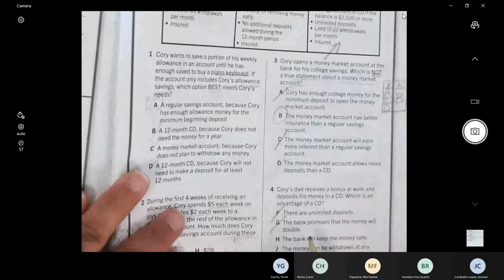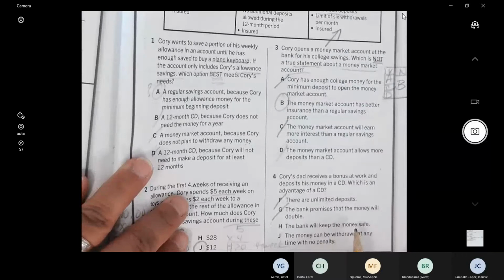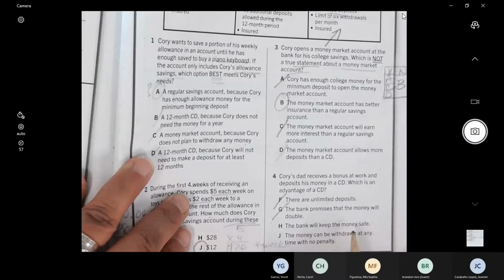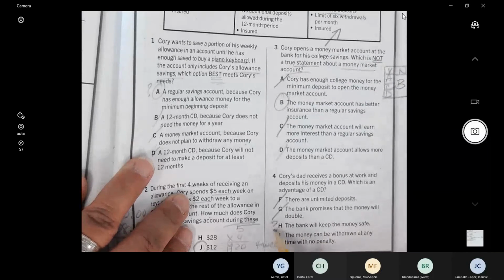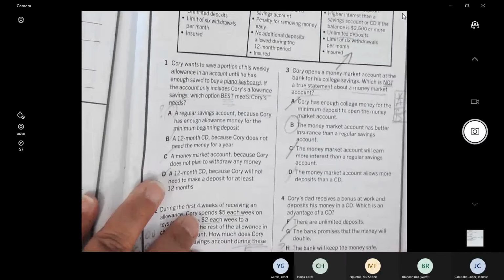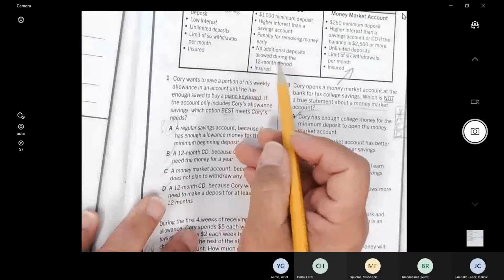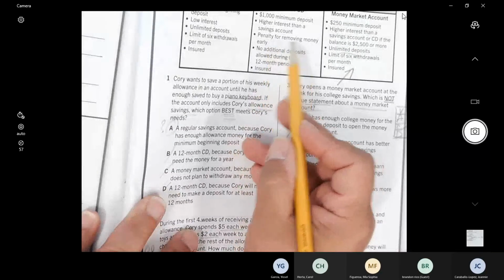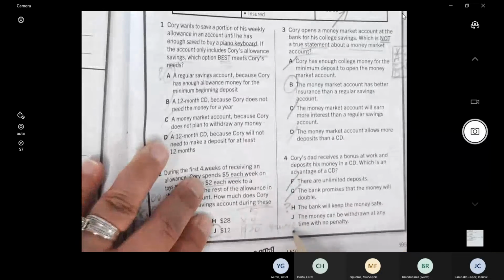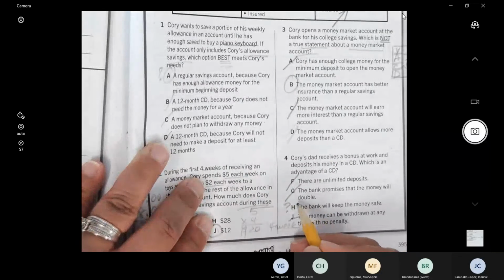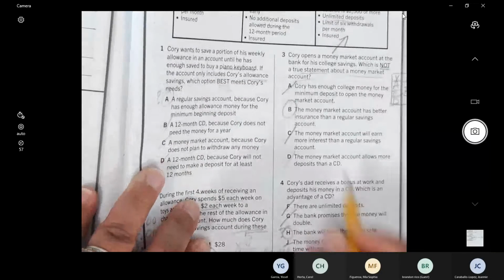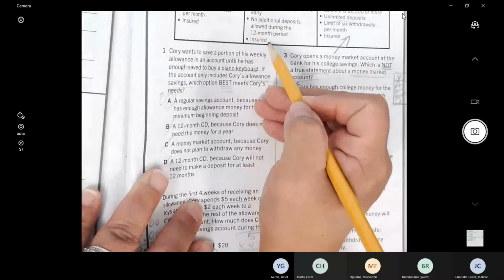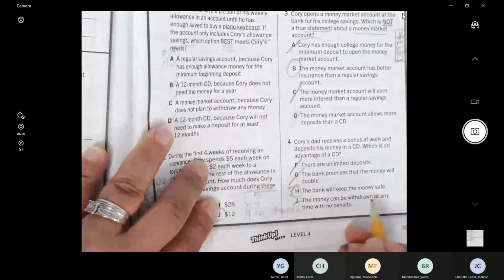It says the bank will keep the money safe. Maybe. And then the money can be withdrawn at any time with no penalty. That is not true because it says penalty for removing money early. So what's my answer? H. Because the money is insured. So when the money is insured, it is safe.